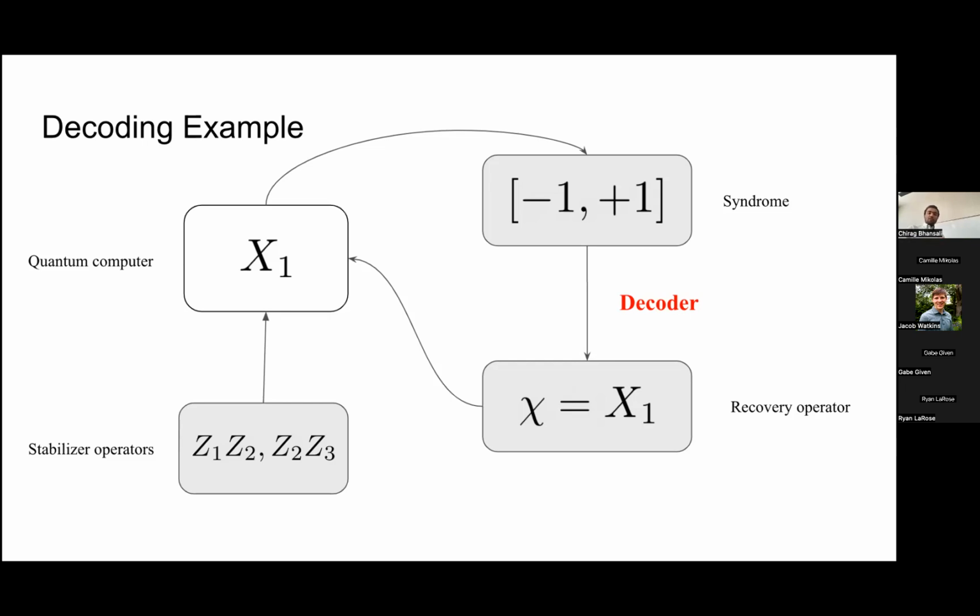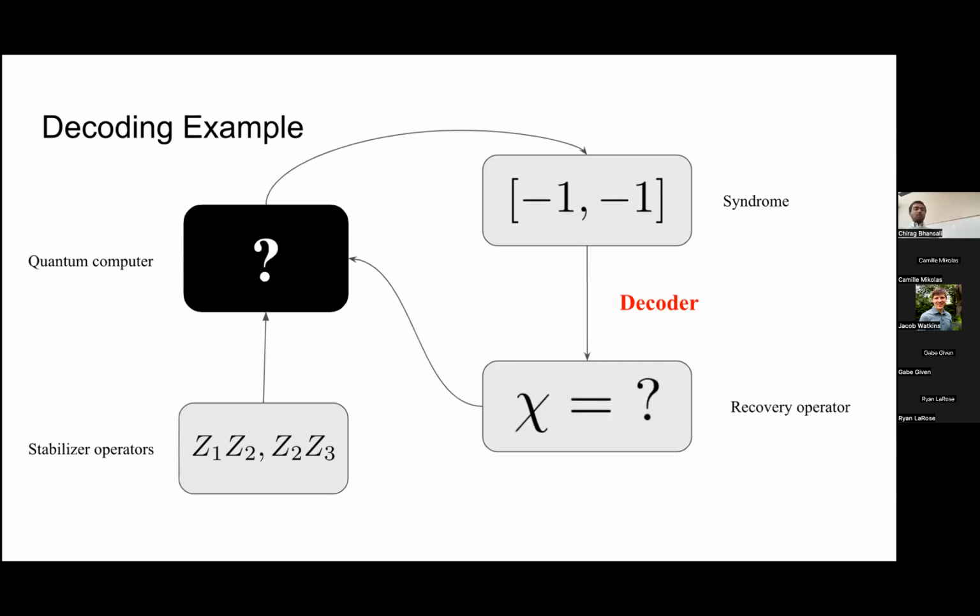If you look at the first operator, Z1Z2, it's anti-commuting, so that's why there's a -1. And it's commuting with the other operator, Z2Z3, which is how we can deduce it's X1. X1 will anti-commute with Z1Z2, but it will commute with Z2Z3. So the error is X1, and the decoder finds the recovery operator to correct that error. There's one more example.